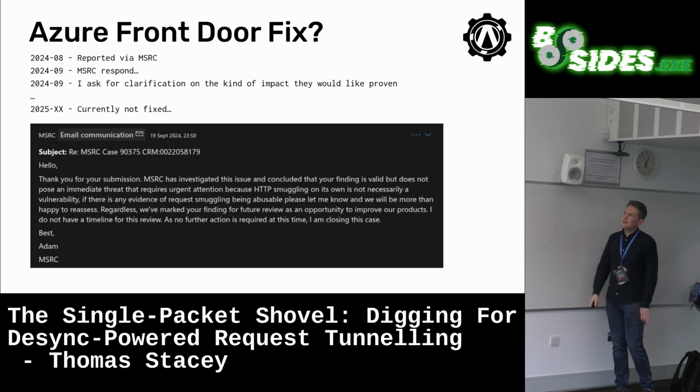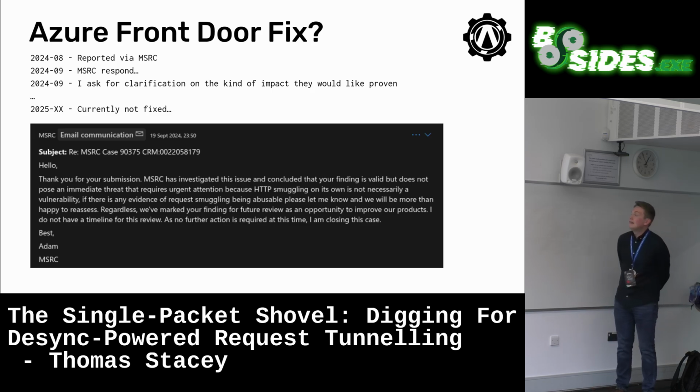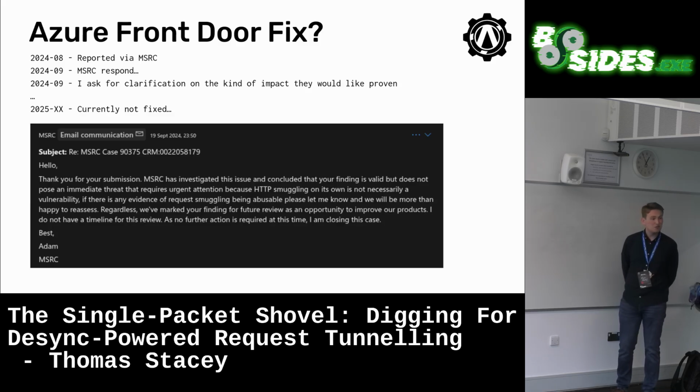I reported this to MSRC, and they responded with this big letter, which kind of boils down to, thanks very much. Not urgent. Request smuggling isn't a vulnerability on its own, which is maybe fair. You need the gadget. You need the back end to implement some code that is vulnerable that you can use, or the front end to have a rule in place. So I asked for some clarification, what kind of impact they'd like that would prove it, and I gave them the examples, and they just never responded.